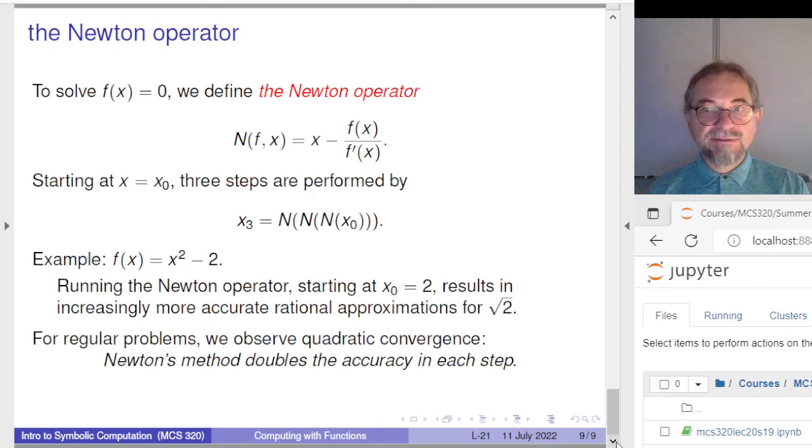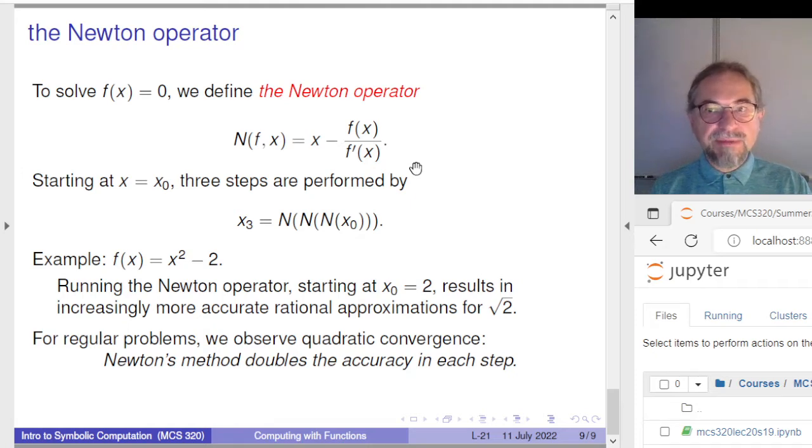As our last exercise for today, consider the Newton operator. One step in Newton's method is defined by subtracting from the current approximation x a correction term which is defined by the function value over its derivative. So one can see this N of f as again a function that is defined on another function f and on a number x, represented by the symbol x.